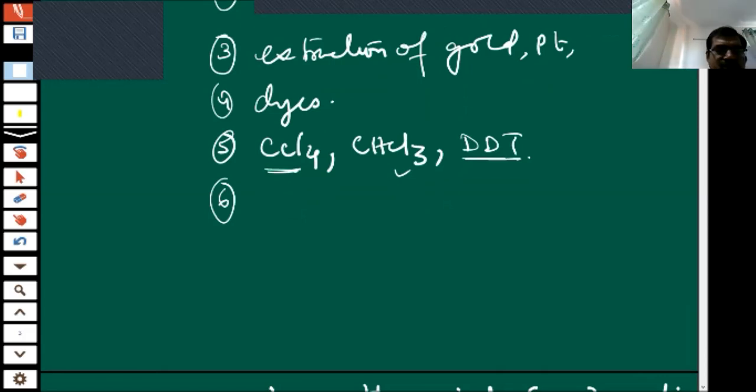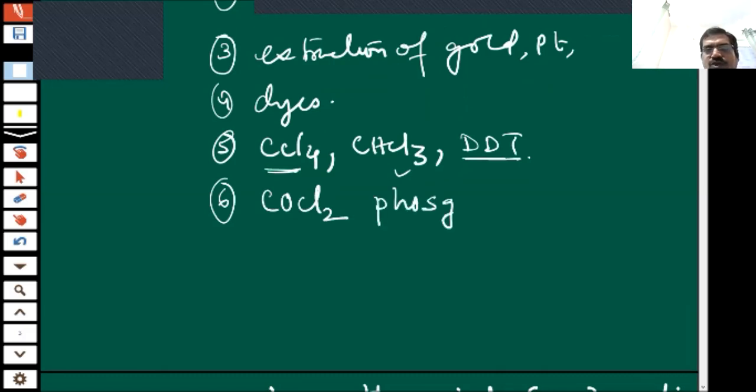One is COCl2. Its name is phosgene. Remember this. People generally ask, it is frequently asked in questions. Phosgene, COCl2. It is a poisonous gas.